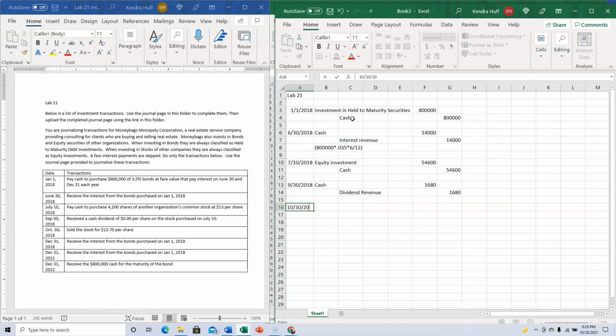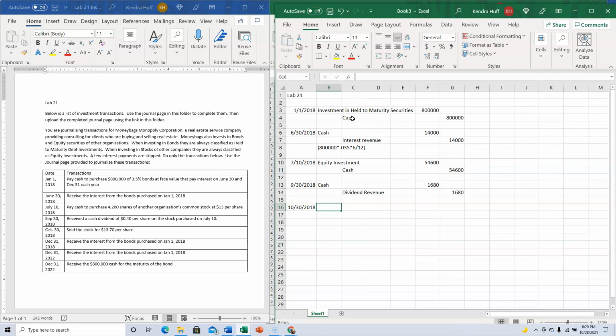October 30th. Sold the stock for $13.70 per share. So this stock up here, I sold it. So I'm going to get cash of the 4,200 shares times $13.70 a share.